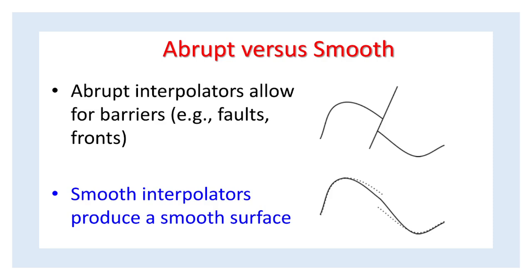Then we have abrupt versus smooth. Abrupt interpolators allow for barriers like the faults that are present on the earth's surface. So such abrupt change will be considered in the case of abrupt interpolators, but smooth interpolators will not account for this shift. This might be the actual surface, but if smooth interpolation is done, we know that this is there, so we'll just combine it, but we will not account for this offset.